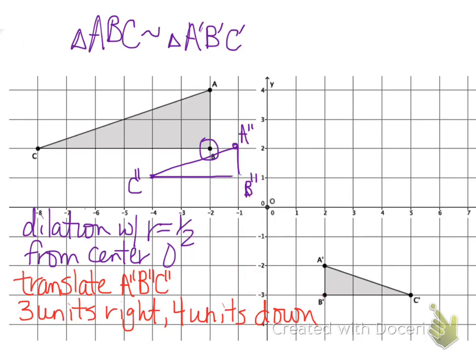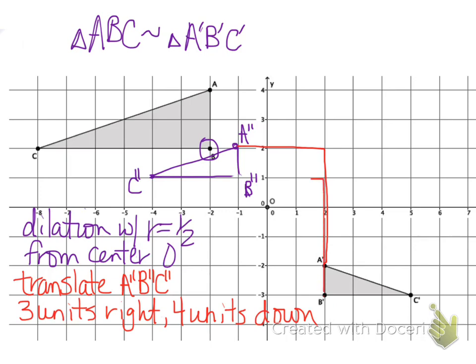Let's get rid of this here. So let's show it with A. If I go 3 units right, 4 units down, there's my point. And with C, let's draw this triangle. I've mapped B prime, so I'm going here to here. B prime goes 3 units and 4 units. So there's A and B.